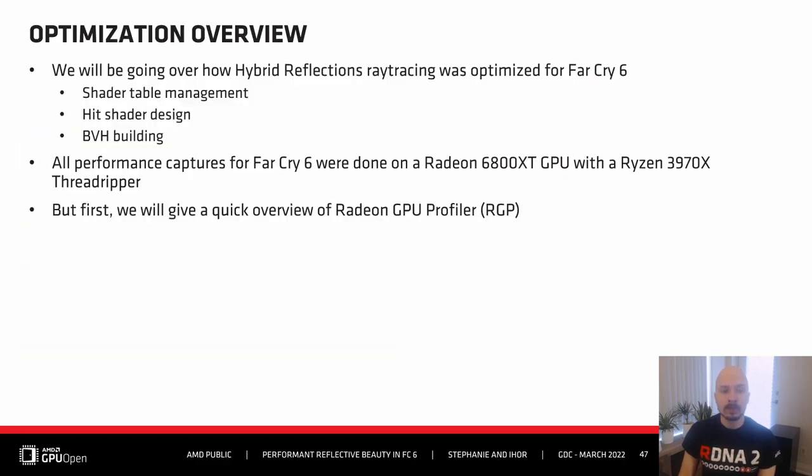I'll be going over various techniques we use to optimize the Hybrid Raytraced Reflections. Mainly, I'll be looking at shader table management, hit shader design, and BVH building. All of the performance captures in this presentation were done on a Radeon 6800 XT GPU with a Ryzen 3970X Threadripper. Before we go over optimizations, I'll be giving a quick overview of the Radeon GPU Profiler UI, or RGP for short.